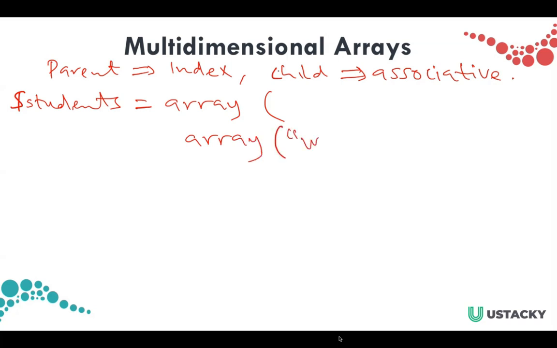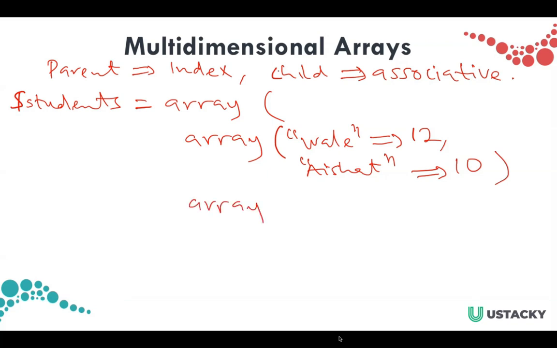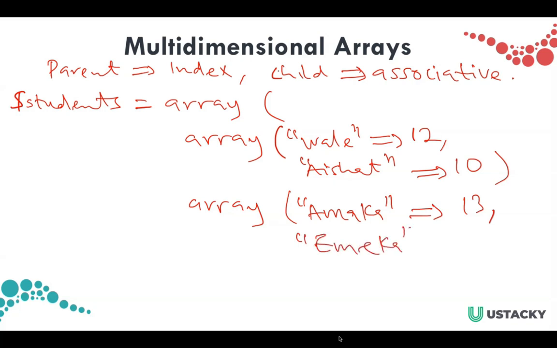and the name is, assuming you have this to be Wale, this is pointing to 12. We also have Aisha pointing to 10. Something like this. And you have another array. You have Amaka pointing to 13. You have Emeka pointing to 14. We also have another student. Assuming you have something like Musa pointing to 15. So this is the closure for this.